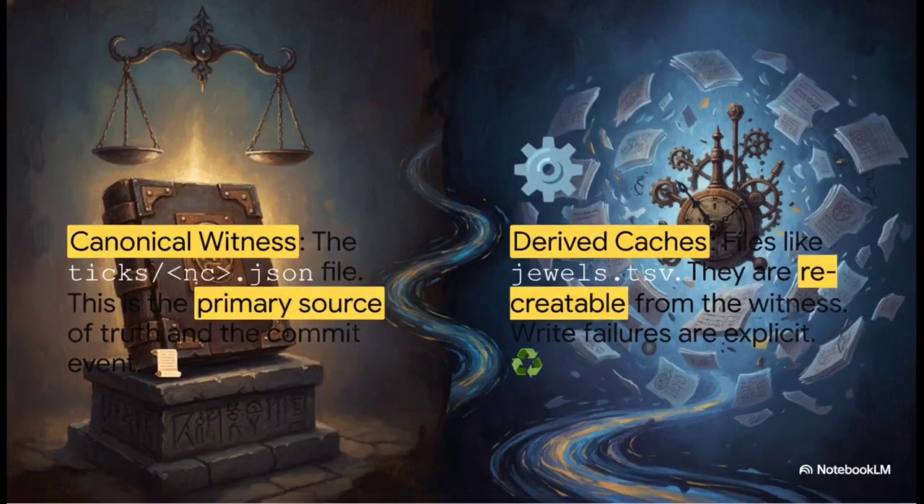This really shows you how it works in practice. On the left, you've got the canonical witness. That's the JSON log file. That's the master record, the primary source of truth. Everything else, like the files on the right, are just derived caches. Think of them as convenient copies. They're totally disposable because you can always rebuild them just by rereading the main log. But a failure to write to that main log, oh, that's a 5-alarm fire, and the system treats it that way.